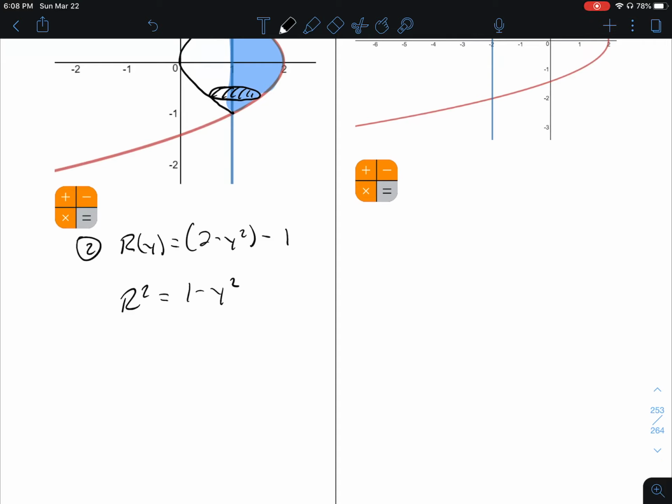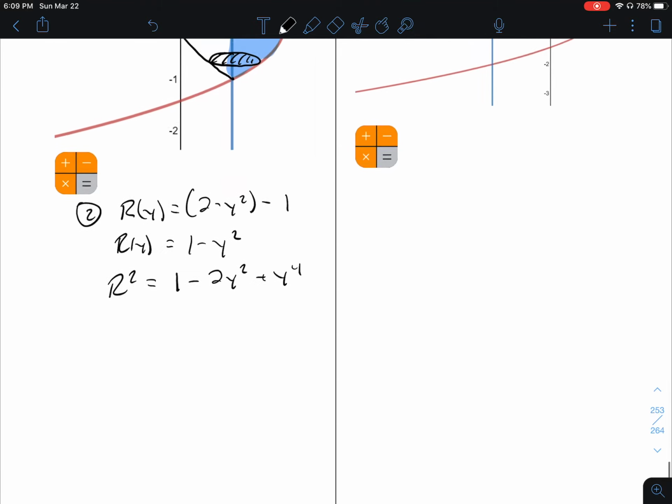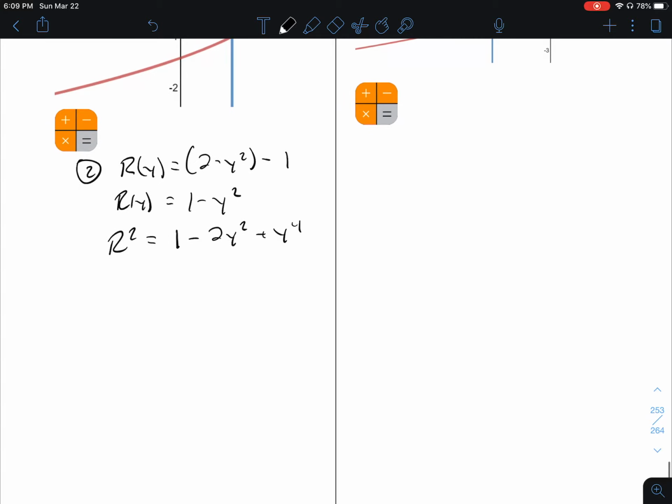I'm sorry, that's not right. It does simplify to 1 minus y squared, but that's not what r squared is. R squared is the square of that, which is going to be 1 minus 2y squared plus y to the 4th. If you want to write your terms in descending order, then you could rearrange those.